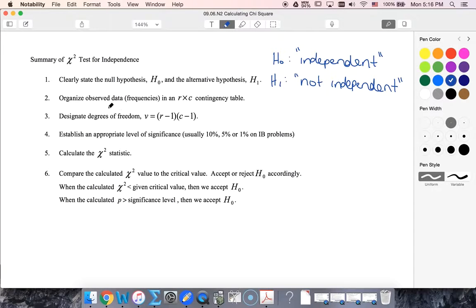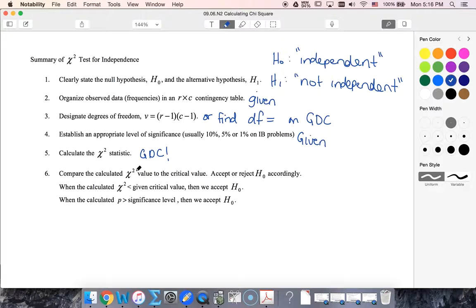Then we'll be given our organized observed data. We'll have rows and columns, so this will be given to us. Now we can either calculate the degrees of freedom ourselves by doing rows minus 1 times columns minus 1, or we can find it using df on our GDC. The appropriate level of significance will be given to us. Calculate our chi-squared statistic, this is using our GDC.